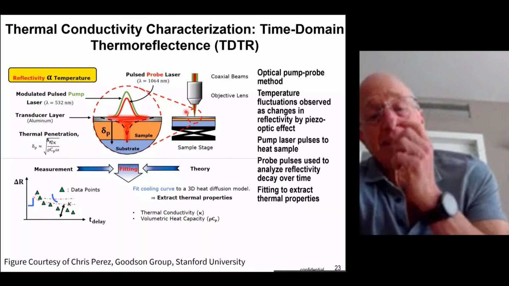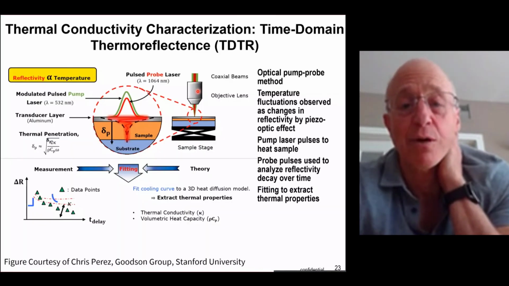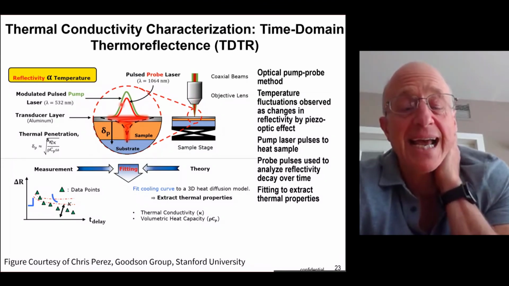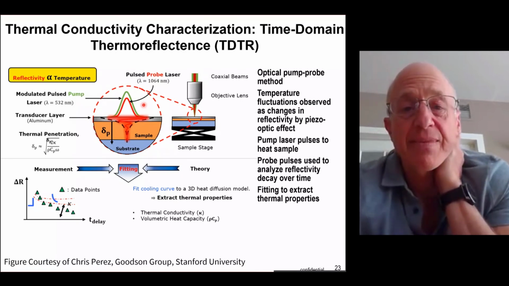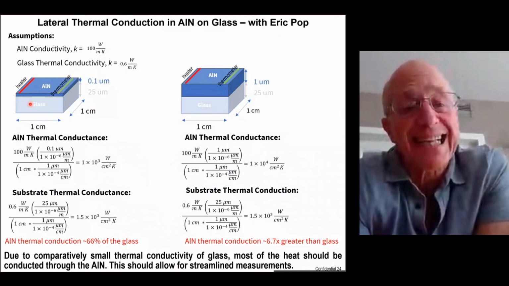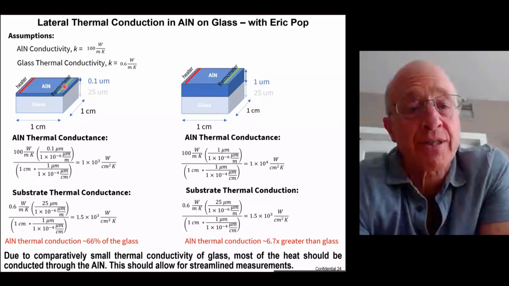And this is just showing the vertical technique that we used for the measurements I've already shown, where they bring in one color laser to heat, and then they bring in a second color laser to probe. And then this is the thermal conductivity that we're going to measure on these glass substrates over here so that we can have solid numbers for the thermal conductivity in the lateral direction.